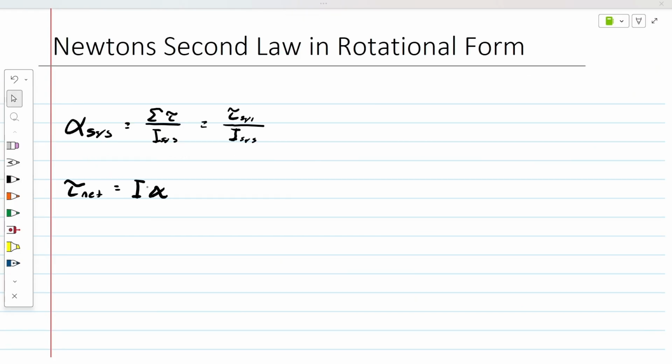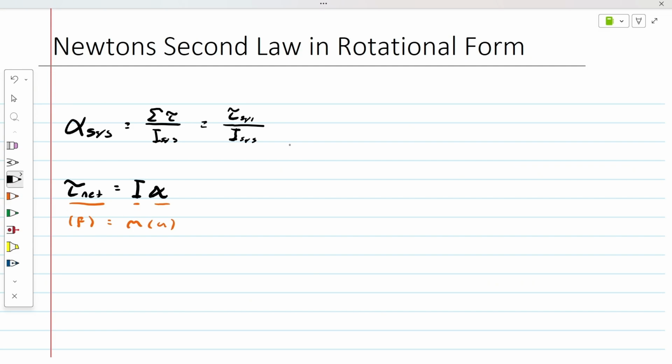So what this is saying is we have the angular acceleration is equal to the sum of the torques over the rotational inertia, or the torque of the system over the rotational inertia of the system. And so I rewrote this just by multiplying the I to the other side. We have this torque equals I times alpha. And we can think of this as force equals the mass times the acceleration.